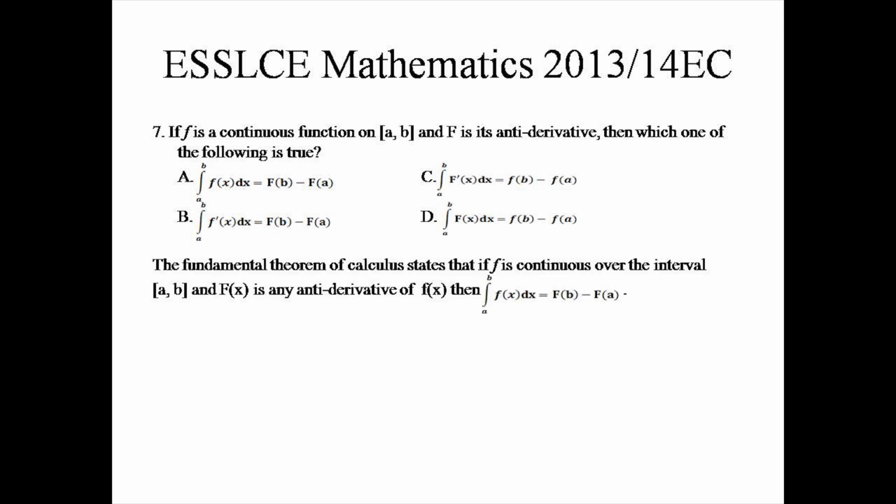We know from the fundamental theorem of calculus that if small f is continuous over a closed bounded interval [a, b], and capital F of x is any antiderivative of f of x, then the integral of small f of x dx ranging from a to b is equal to capital F of b minus capital F of a. So choice A is the answer.